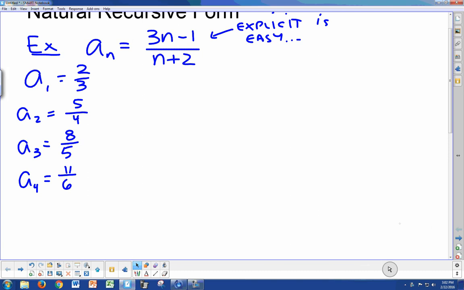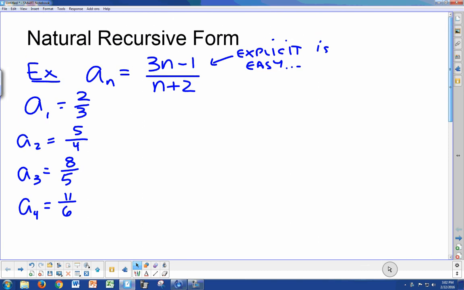All right, welcome back to our three-part series on the natural recursive form. We are finishing up with this example where we have a rational sequence, and the explicit part of it is fairly simple. If you look at the denominators here, you've got a 3, 4, 5, and 6, and the numerator could be easily found as well. 3n minus 1 is pretty easy to spot as we work through the 2, 5, etc.